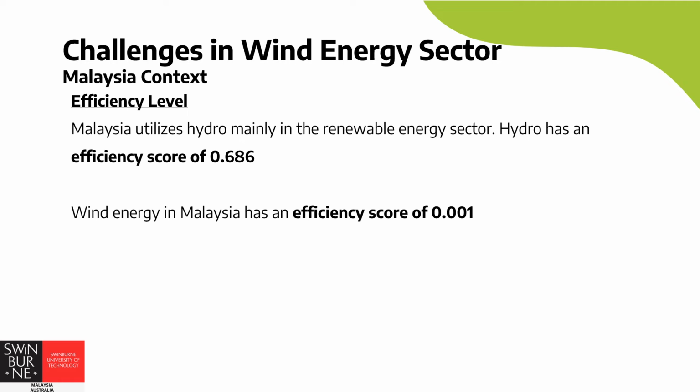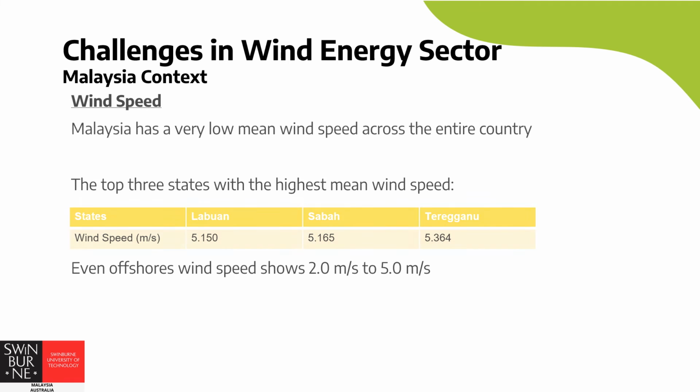Under the Malaysian context, all papers agree that hydro is the best renewable energy source, with one paper showing an efficiency score of 0.686, whereas wind energy has an efficiency score of 0.001, a negligible value. Also in agreement would be the low wind speed across Malaysia. Even though it was quite high during the northeast monsoon, the data indicates otherwise, which will be presented in more detail later.